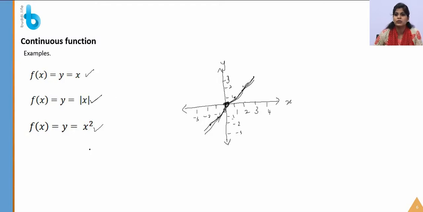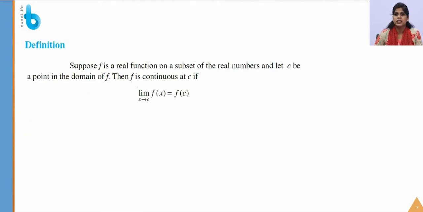And y equal to x square, here also you will get the same graph, the same continuous graph. Okay, so this is how a continuous function will be. Now we will see a definition. We will see the definition for the continuous function.